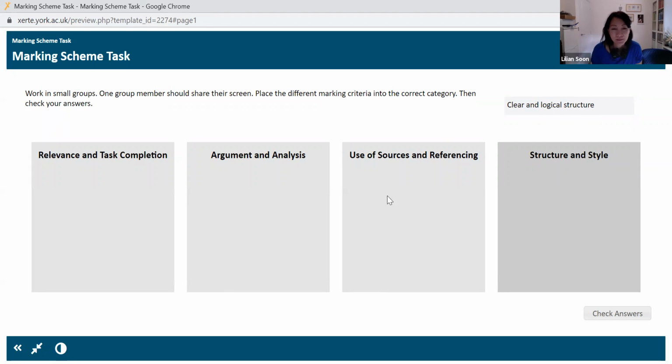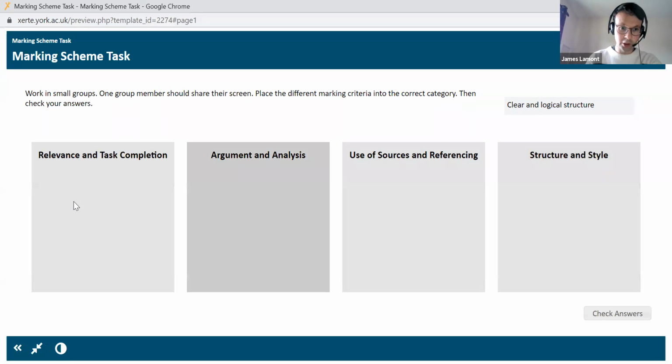Cool. So this is in the Department of Education, it's extremely important that the students have a good understanding of the marking criteria for essays and assignments. And I made a little Xerte object to help students understand this better. So there are 4 columns: relevance and task completion, argument and analysis, use of sources and referencing, and structure and style. There are topics up here, and students have to drag them into the correct column. So for example, clear and logical structure would probably go in structure and style.